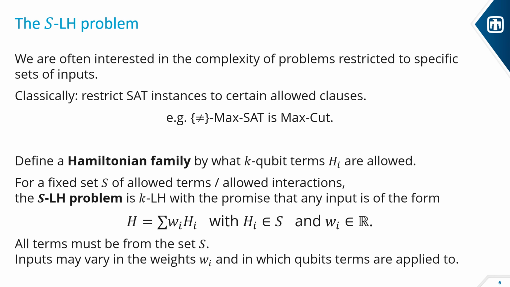So quantumly, we define a Hamiltonian family by which k-qubit terms are allowed. We do not allow arbitrary k-qubit terms, but instead fix a set of allowed terms. And for any fixed set S of allowed terms, we define the SLH problem to be KLH with the promise that terms are only drawn from the set S, as well as allowing weights, and you can, of course, change which qubits each term acts on.